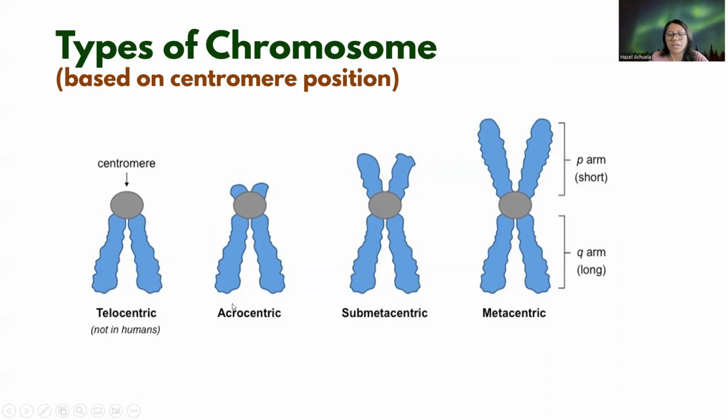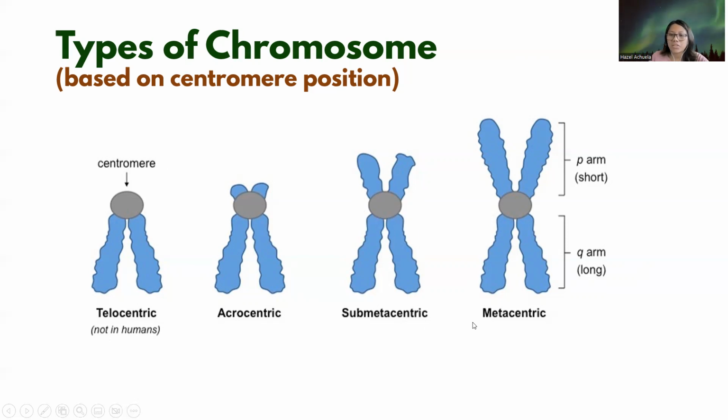Another is the acrocentric. Pag sinabi nating acrocentric, it's near the end. The centromere is near the end of the chromosome. So yan yung acrocentric. Acro meaning near. Okay? Next, we have submetacentric. Or acrocentric also mean away from the center. So it's near the end or away from the center. Okay? Submetacentric, pag namang submetacentric, malapit sa gitna. The centromere is near the middle.